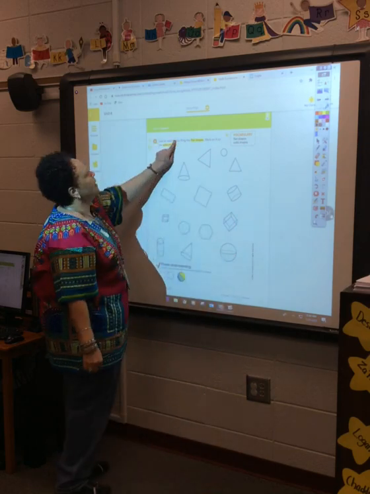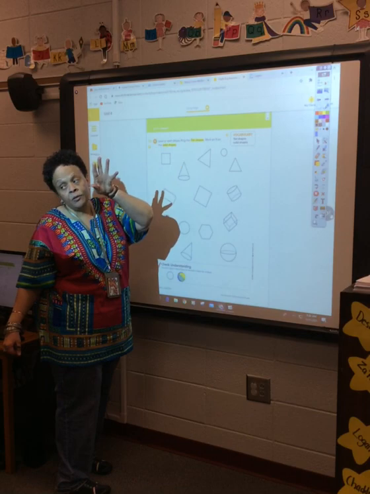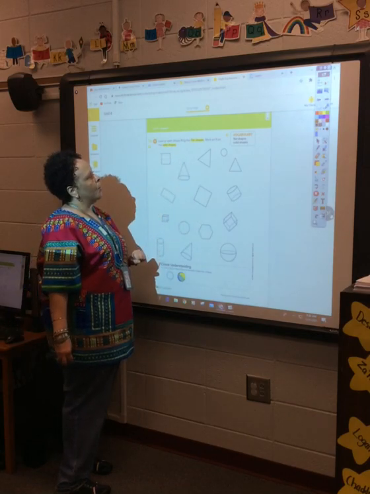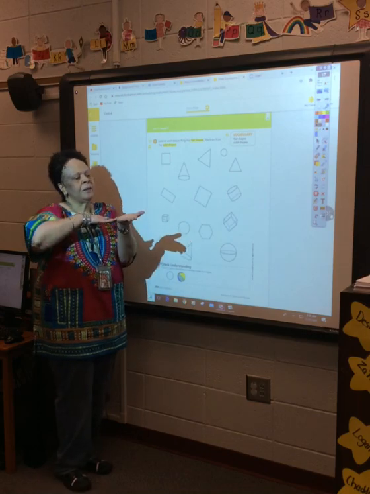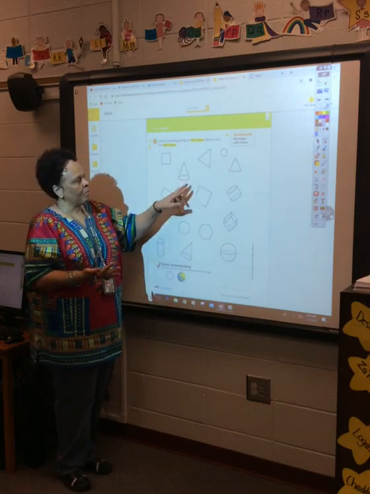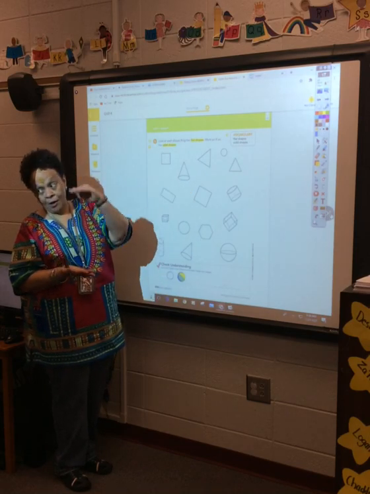All right, so look at each shape. We're going to ring the flat shapes. Ring means circle. Put an X on the solid shapes. So, don't forget that a flat shape just goes forward and backward and side to side. But a solid shape goes forward, backward, side to side, and up.